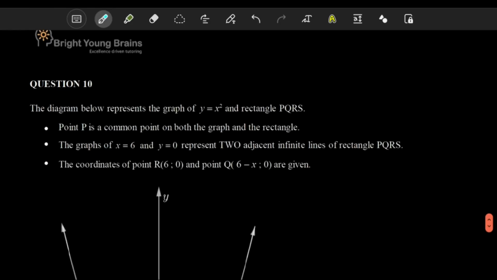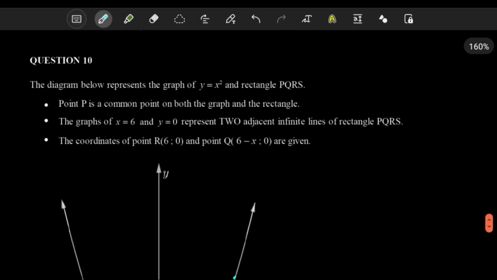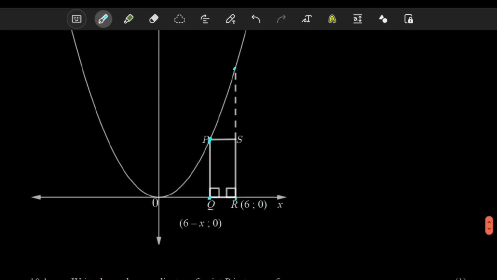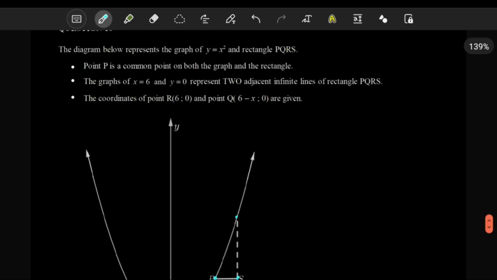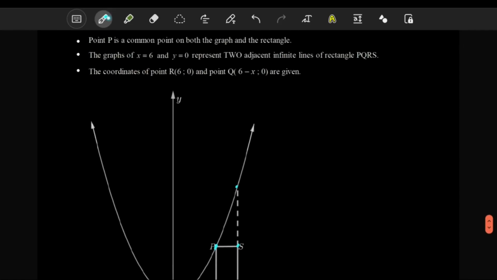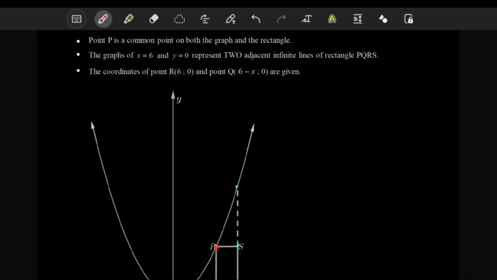It says the diagram below represents the graph of y equals x squared. So it's a basic parabola, thank goodness. And then it has a rectangle, PQRS. And they said the point P is a common point on both the graph and the rectangle. So where is point P? Point P is a common point, yes.